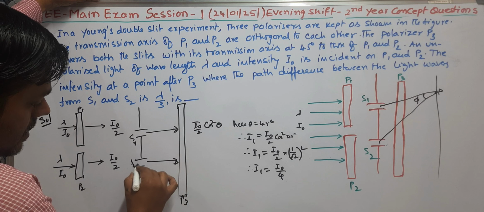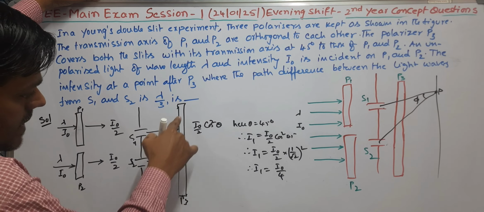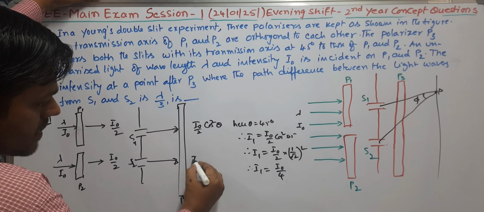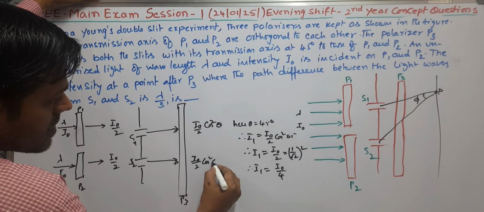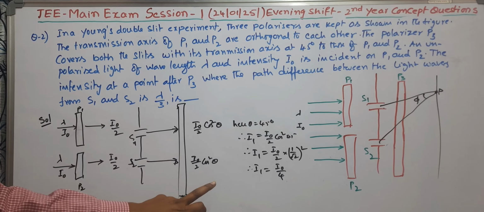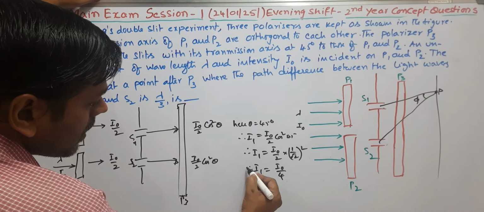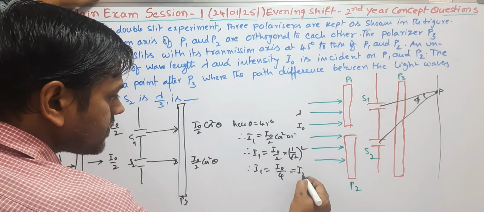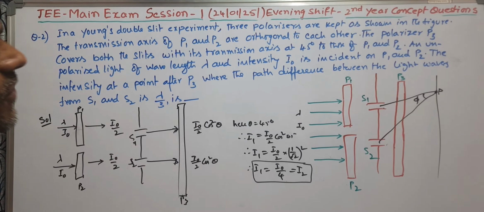Similarly, the second coherent source also passes through this analyzer, so the transmitted intensity is I naught by 2 cos square theta, with theta equal to 45 degrees. So I1 equals I2. Both have the same intensity, I naught by 4.